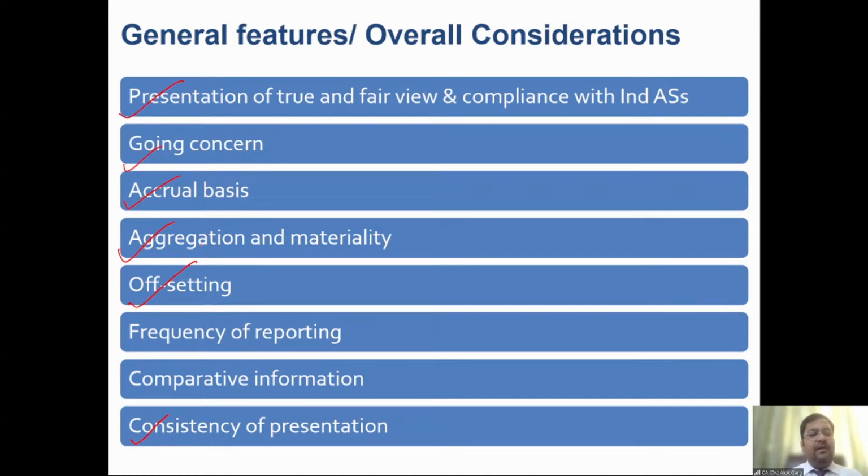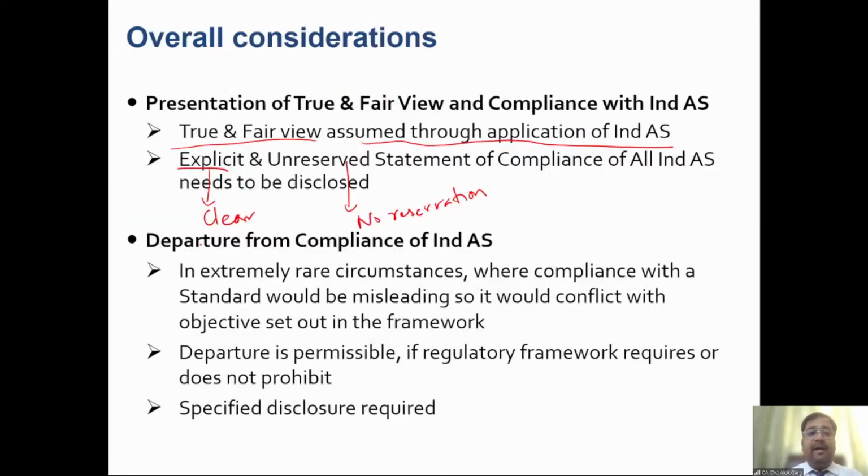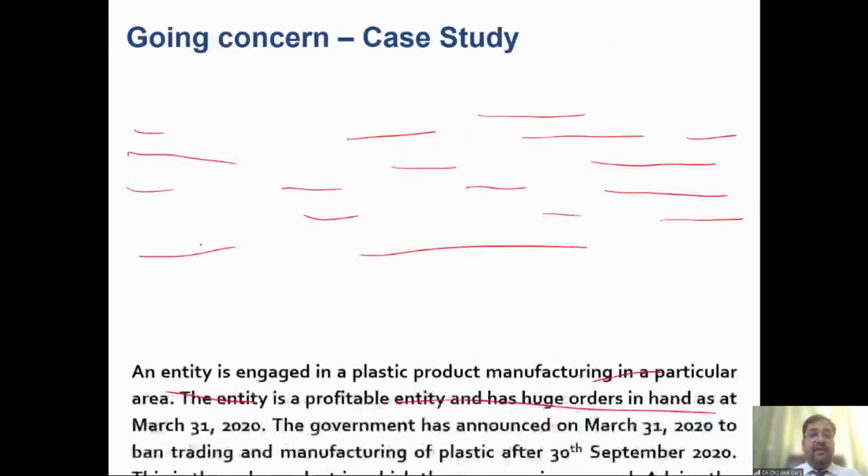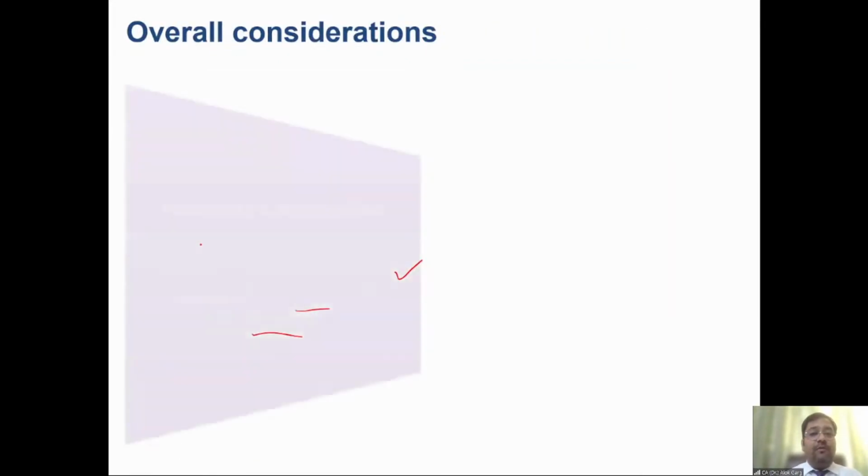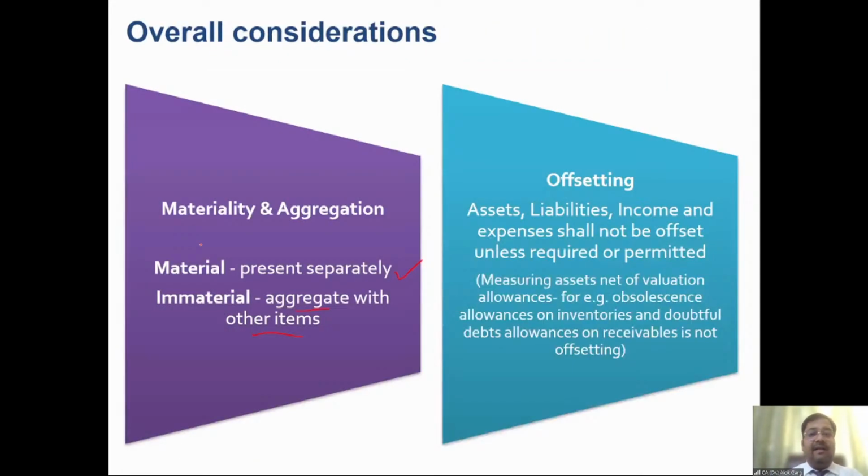So friends, in case of offsetting, an asset and liability will be offset, and income and expense will be offset, only when it is required or permitted by an Indian accounting standard. So if Ind AS does not permit, you cannot offset assets, liabilities, income and expenses, right? Sir, can you give some example to that? Yes.